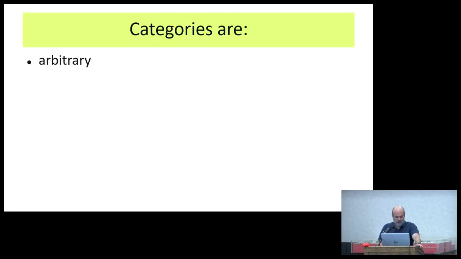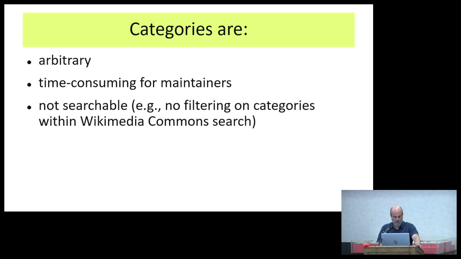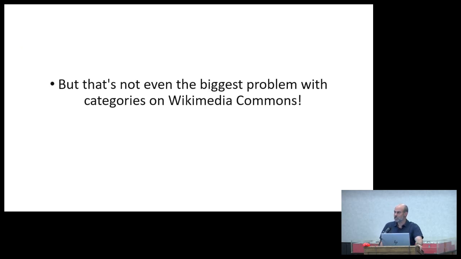So categories are arbitrary, obviously, as we can see. There's no one stopping anyone from creating similarly detailed categories for anyone who has photos taken of them. It's obviously time-consuming, not just to create, but to maintain these categories. Categories are not searchable, so you can't filter on them within Wikimedia Commons search. I won't show it, but the search is basically just a text-based search. You can't say, show me everything that's in this category that matches this text search, or show me everything that's the intersection of these two categories, that sort of thing. But that's not even the biggest problem with categories on Wikimedia Commons.